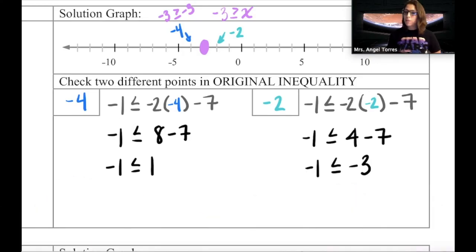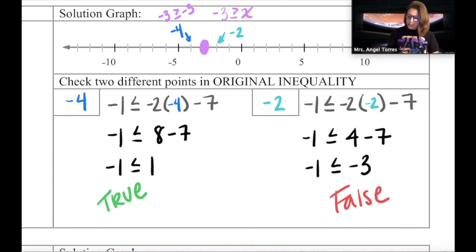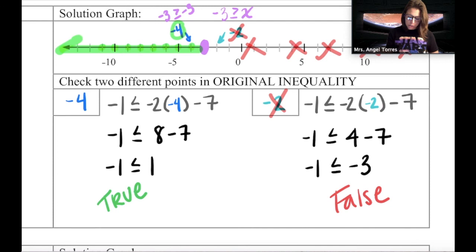Remember, to determine if you have your solving done correctly, one of these should be true and the other false. Let's see. In the first one, is -1 less than or equal to 1? That is a true statement. In the second one, is -1 less than or equal to -3? That is a false statement, which means -2 is not a solution, and everything else on that side is also not a solution. However, -4 is a solution and deserves a solution point, along with every other value on that side. So here is my solution line. And this inequality has been solved correctly.